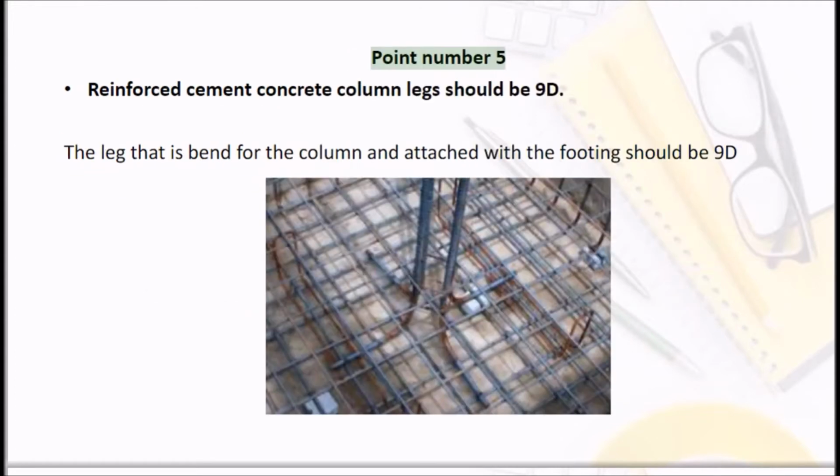Point number 5. Reinforced cement concrete column legs should be 9D. The leg that is bent for the column and attached with the footing should be 9D.